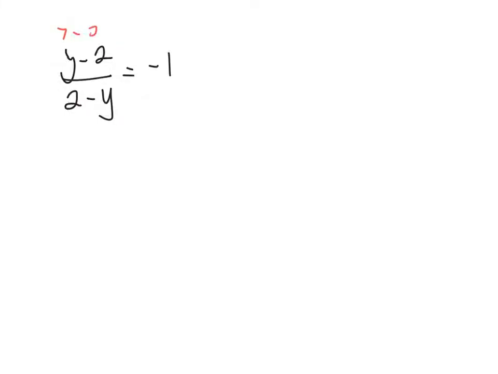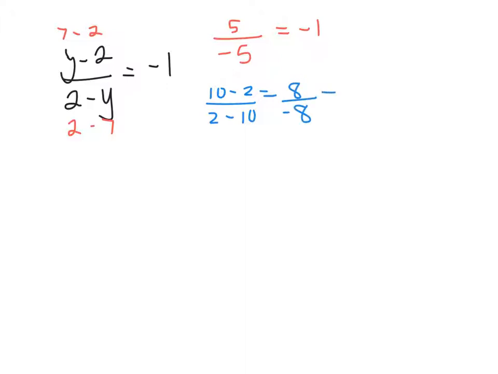What's 7 minus 2? You should be telling me 5. And then what if I put 7 here? What's 2 minus 7? You should be telling me -5. And when I divide 5 and -5, I'll get 1. Excuse me, -1. What happens if I put a different number in for y? Let's say I pick 10. What's 10 minus 2 versus 2 minus 10? Well, 10 minus 2 is 8. 2 minus 10 is -8. That still cancels to a -1.